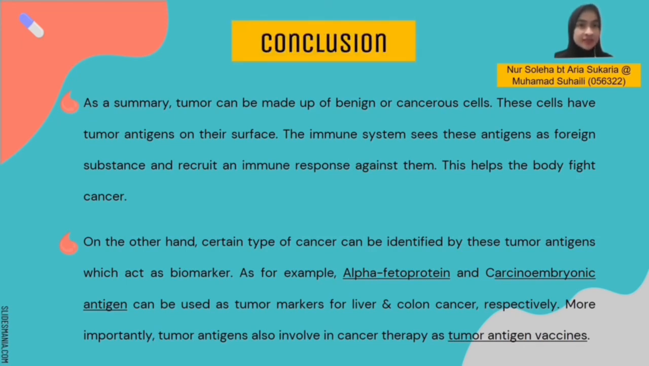On the other hand, certain types of cancer can be identified by this tumor antigen, which acts as a biomarker. For example, alpha-fetoprotein and carcinoembryonic antigen can be used as tumor markers for liver and colon cancer respectively. More importantly, tumor antigen is also involved in cancer therapy as tumor antigen vaccine.